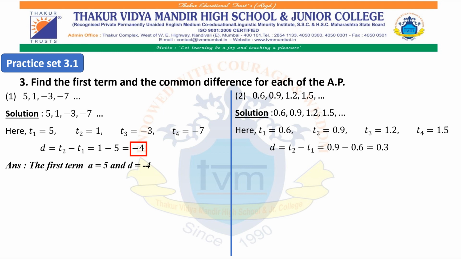After defining it, we will find out the difference by finding out the difference of any one consecutive term. Here again we will take the same, T2 minus T1 equals 0.9 minus 0.6 equals 0.3. Now difference we got, that is 0.3, and term 1, first term, already they had given, that is 0.6. Therefore we will write our final answer as the first term a equals 0.6 and the common difference d equals 0.3. Here in this main question number 3, 4 sums they had given. Out of that, 2 we had solved. 2 you will be trying it by your own.